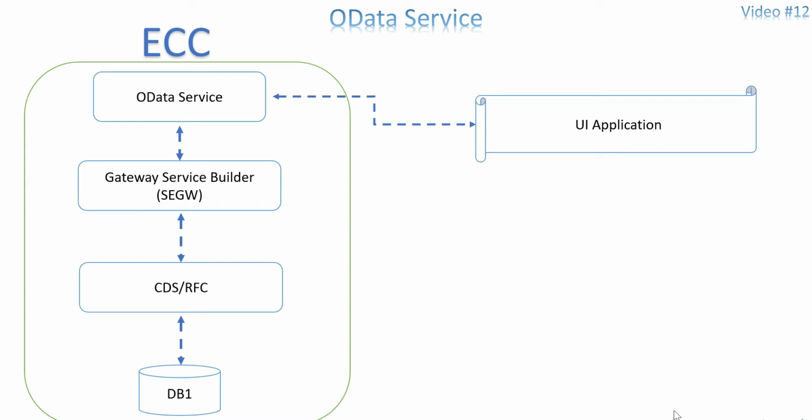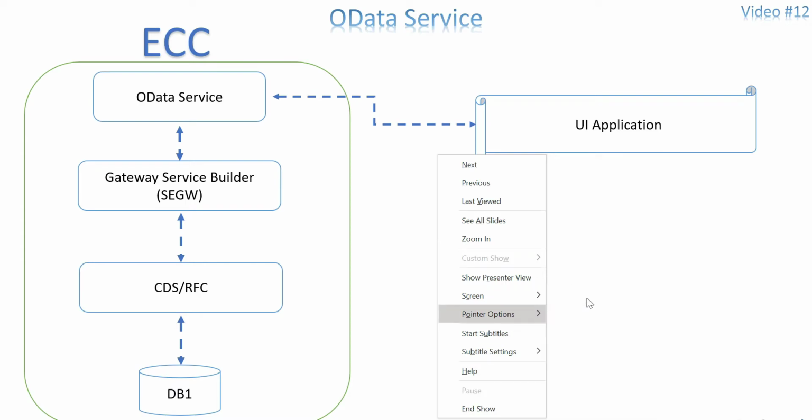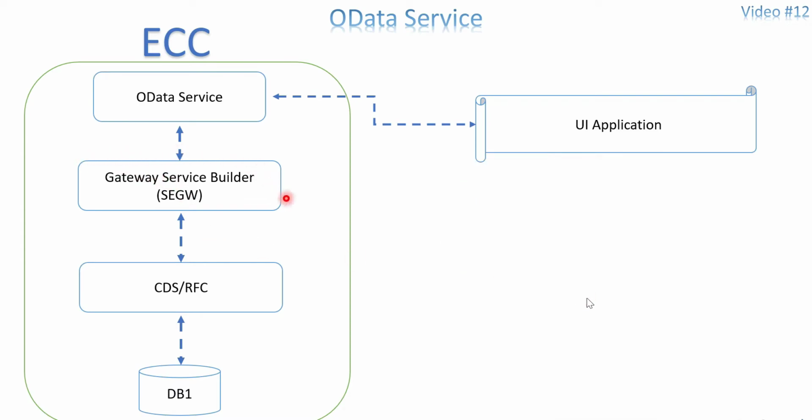Now what I'm going to do is divide this into two. Up to SEGW, I'm going to do in my source system. Considering I've pointed here to an ECC, step 1 and step 2 I'm going to do in ECC, and step 3 is going to be taken care of by the gateway server. That is my next design. In real time, most of the clients or customers have this way of creating the OData service.